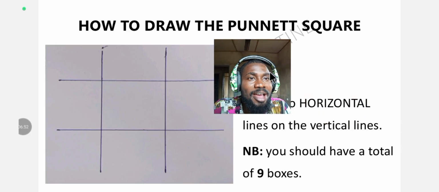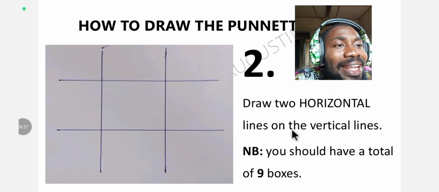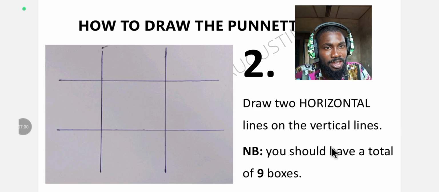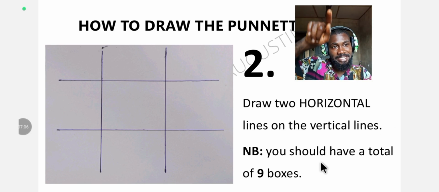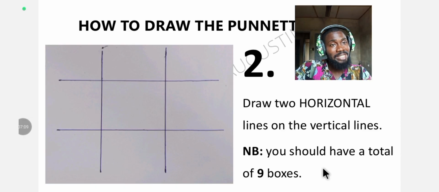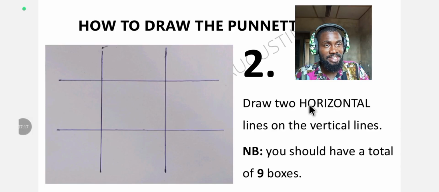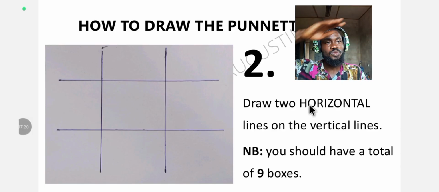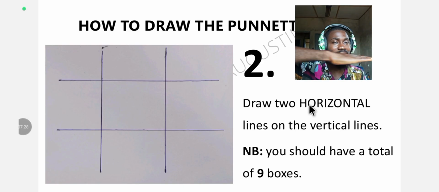The second step of drawing the Punnett square reads, draw two horizontal lines on the vertical lines. So at the middle of the vertical lines, draw two horizontal lines. I told you a vertical line is like this, from up to down or from down to up, and a horizontal line is like this. It's like you want to draw a cross. This one is the vertical, this one is the horizontal. So vertical, horizontal, vertical, horizontal.